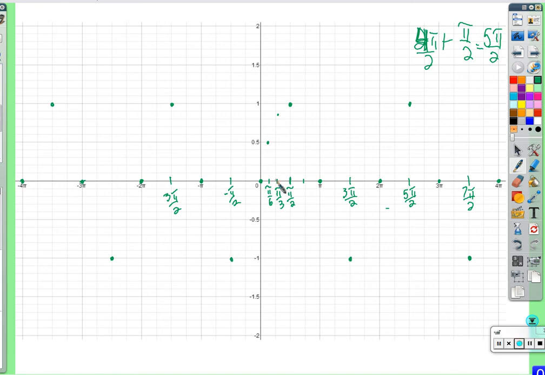If we go right here, what angle would this be? Well, it's right on this guy right here. Pi over 4. What's the sine of pi over 4? Root 2 over 2. What's that as a decimal?